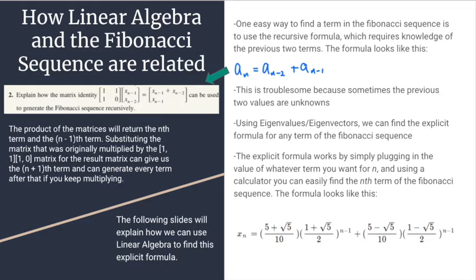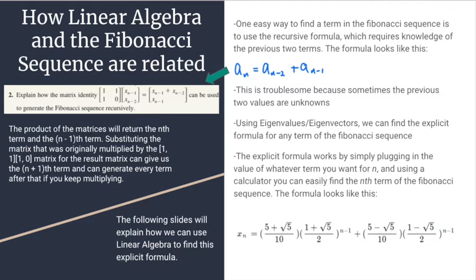To connect this with linear algebra, we brought a question from the textbook, which is shown on the left side of the slide, which asks, explain how the matrix identity given can be used to generate the Fibonacci sequence recursively. So basically, the product of the matrices will return the nth term and the (n-1)th term. Substituting the result matrix for the matrix that was originally multiplied by the [1, 1; 1, 0] matrix can give us the (n+1)th term, and can generate every term after that if you keep multiplying.